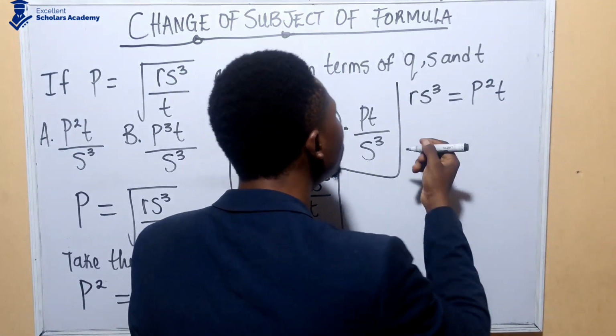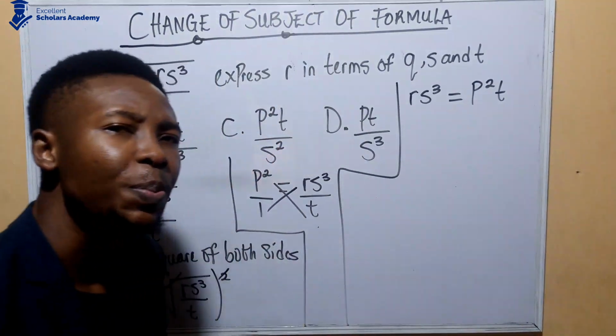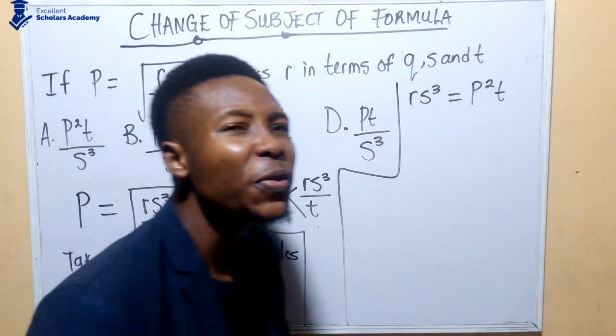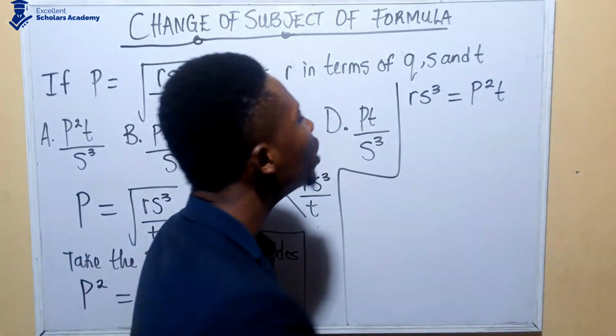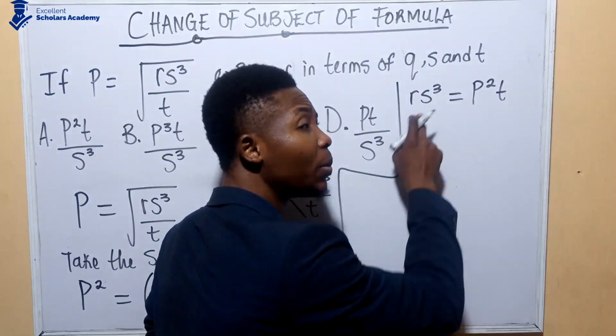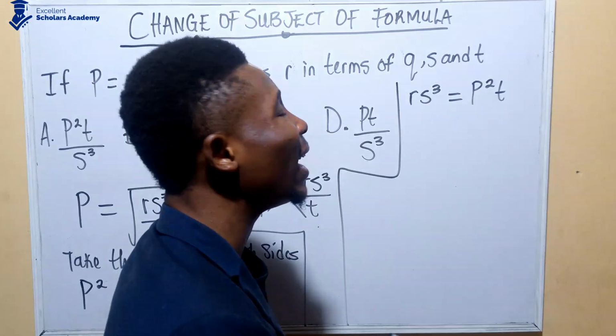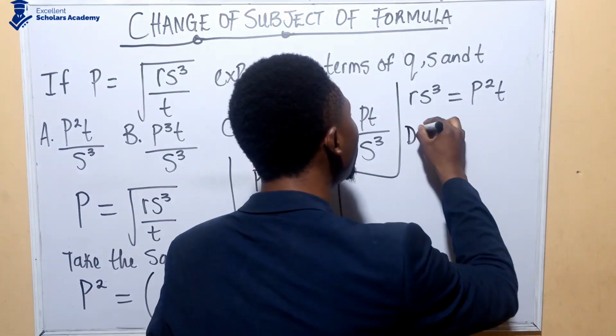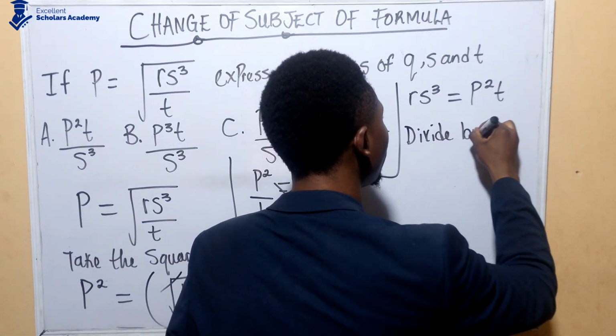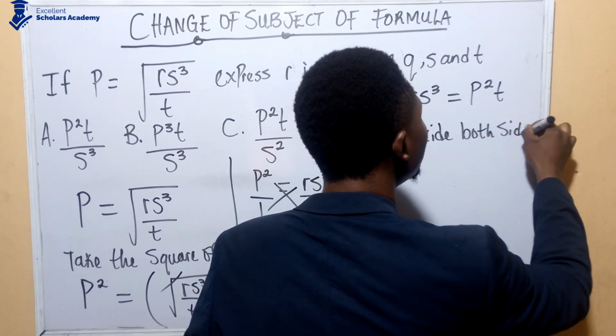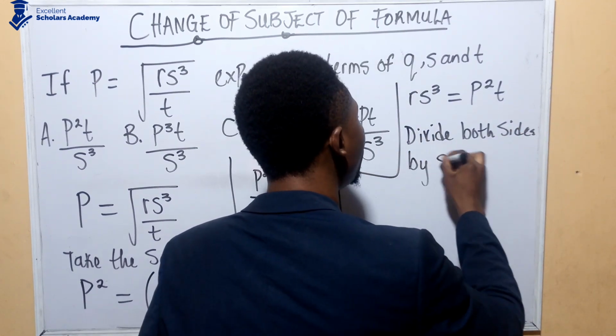Now let's continue. Now you have RS to the power of 3 is equal to P squared T. Now, how do you finally make R the subject of formula? What is obstructing R from standing alone? S to the power of 3. So simply divide both sides by S to the power of 3.